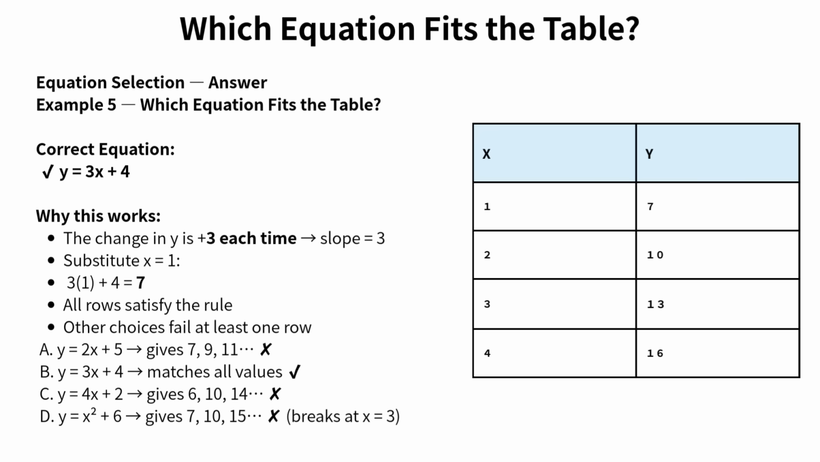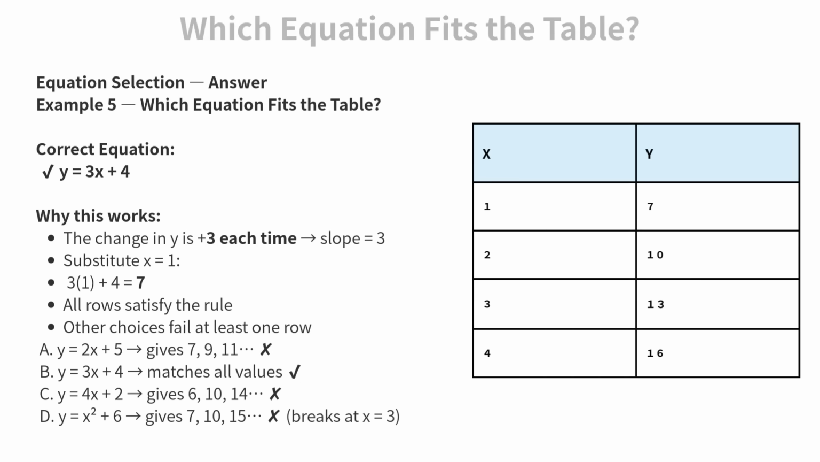2x plus 5 doesn't match after the first row, 4x plus 2 grows too quickly, and x squared plus 6 works only for the first 2 points before breaking. Because y equals 3x plus 4 is the only equation that matches the entire table, it is the correct SAT-style answer.